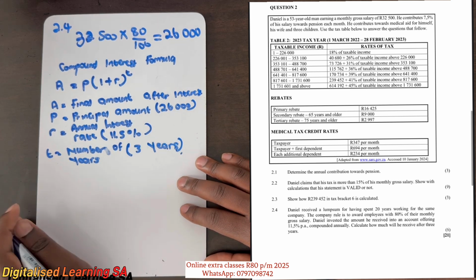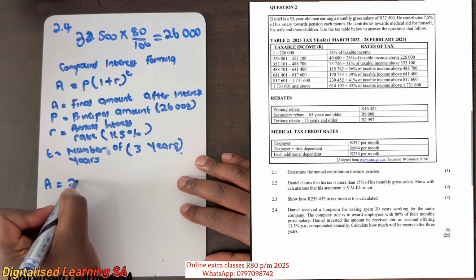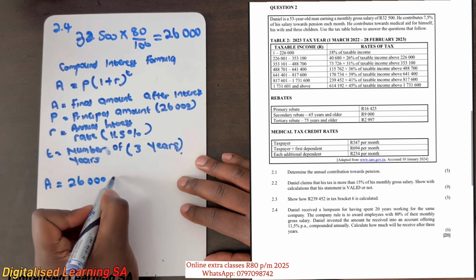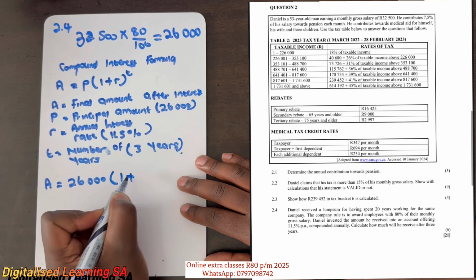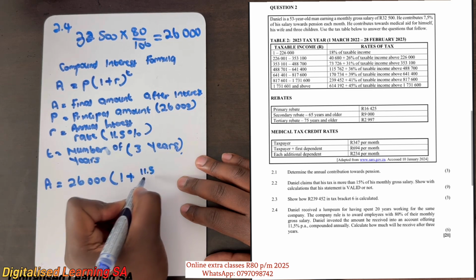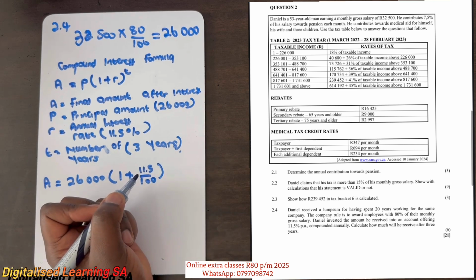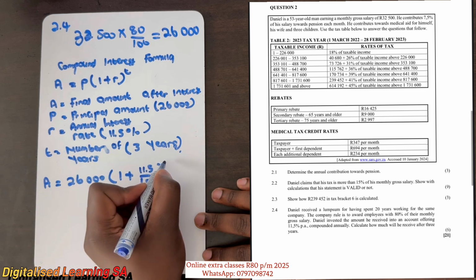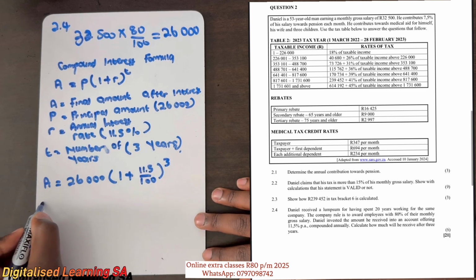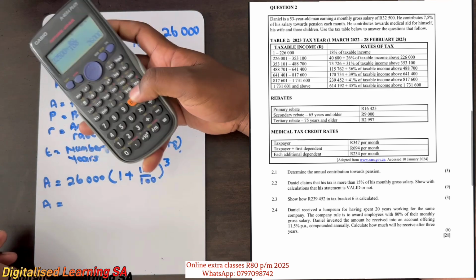Okay, so now let's go ahead and substitute these amounts into our formula. So A is what we are looking for, and P is 26,000, and 1 plus R. So R is 11.5, so we can say 11.5 divided by 100. So this is the same as 11.5%. And then close bracket, and then to the power 3. And if we plug that on our calculator, we'll be able to find A.